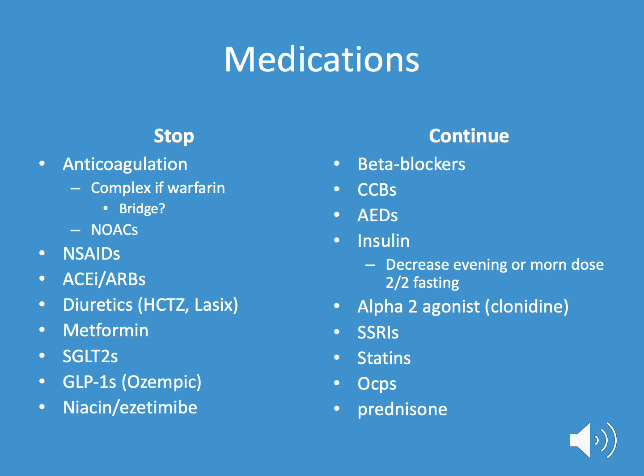GLP-1s, like Ozempic, can delay gastric emptying, and a bunch of people were having large volume aspiration events under anesthesia when this was new. Now there's a new debate on whether to hold this medication currently. On the continue side, I'll just mention beta blockers. We want to continue those due to the mortality benefit in heart failure and coronary artery disease.